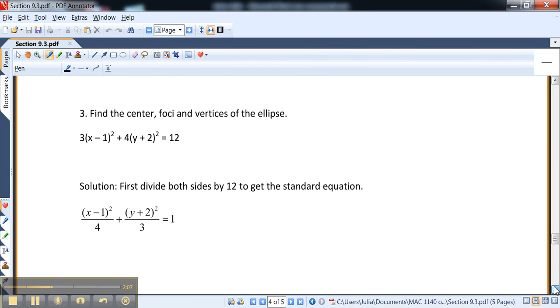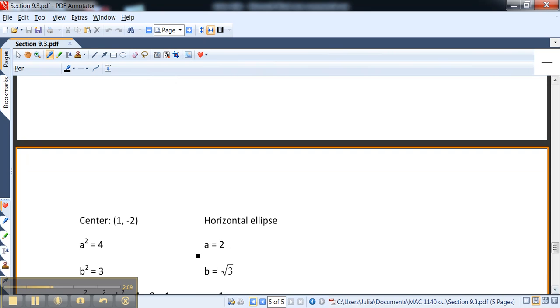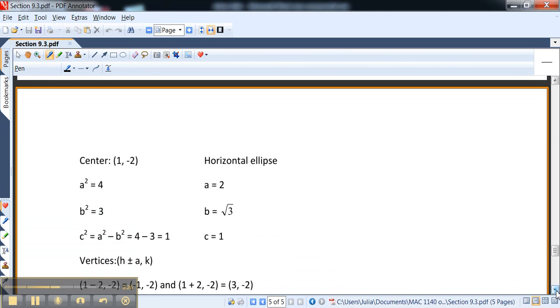So let's take a look. So once we figure out the center, (1, negative 2), that was actually an example of a horizontal ellipse because a squared was under the x. So again, a squared is 4, we find a, which is 2. b squared is 3, which is not a perfect square, which means b is square root of 3, which we can actually get as a decimal for graphing purposes. For c squared, we subtract a squared minus b squared, we get 1, which means c is also 1.